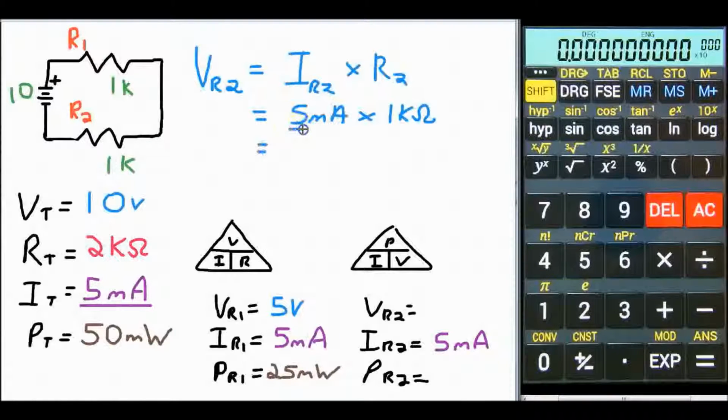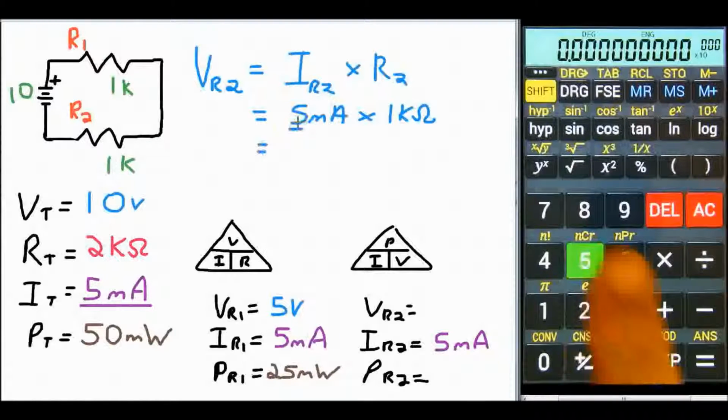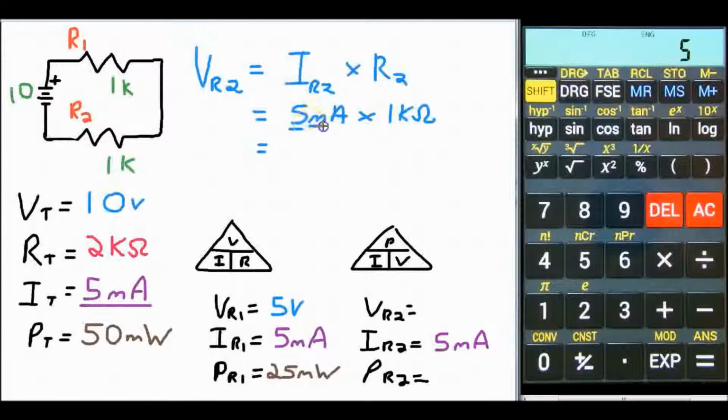So again, we put in 5 in our calculator. We have engineering notation, exponent -3, times 1K. 1 exponent 3. And when I hit equals, I get 5 and no powers of 10. So my answer would be 5 volts.